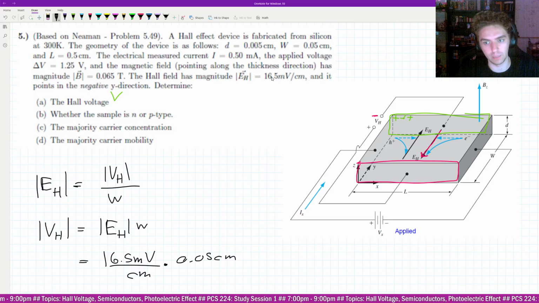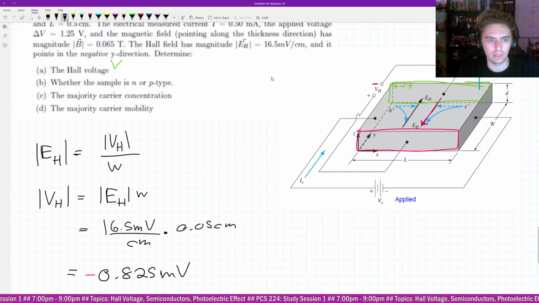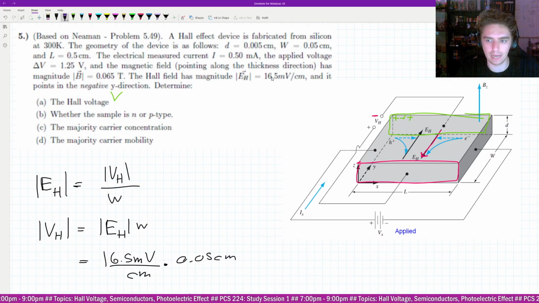We know that's the positive plate because it told us that the electric field E Hall is in the negative Y direction, and the E Hall comes from the positive plate. Okay. Is the sample N-type or P-type?